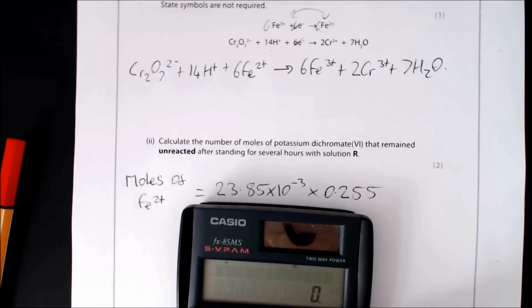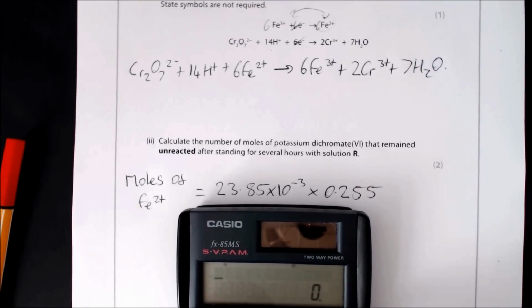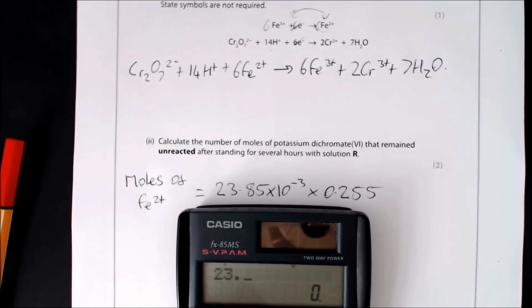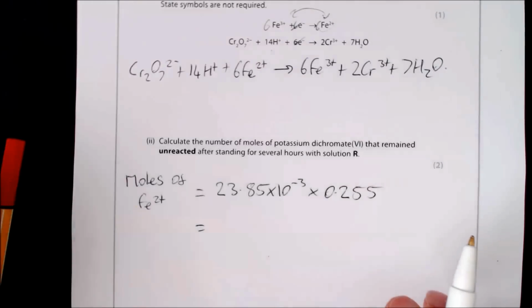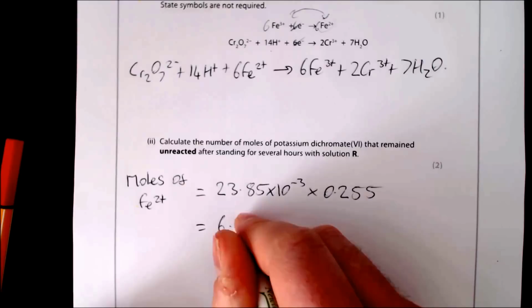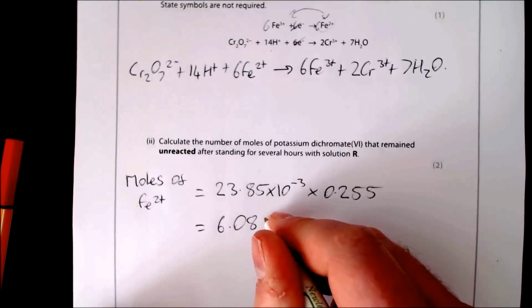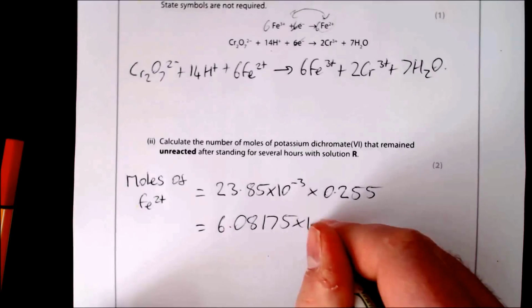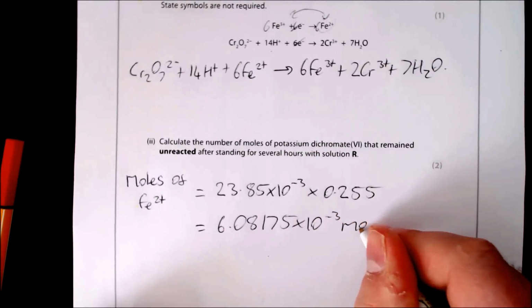So we put in 23.85 times 10 to the minus 3, and multiply that by 0.255. And there's our answer: 6.08175 times 10 to the minus 3. I'm going to write the whole thing down because it helps with our precision: 6.08175 times 10 to the minus 3, and that's going to be moles.